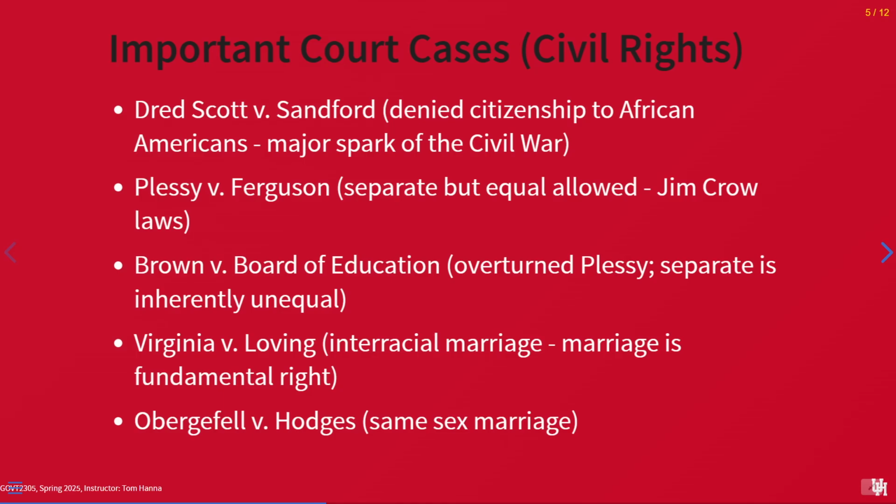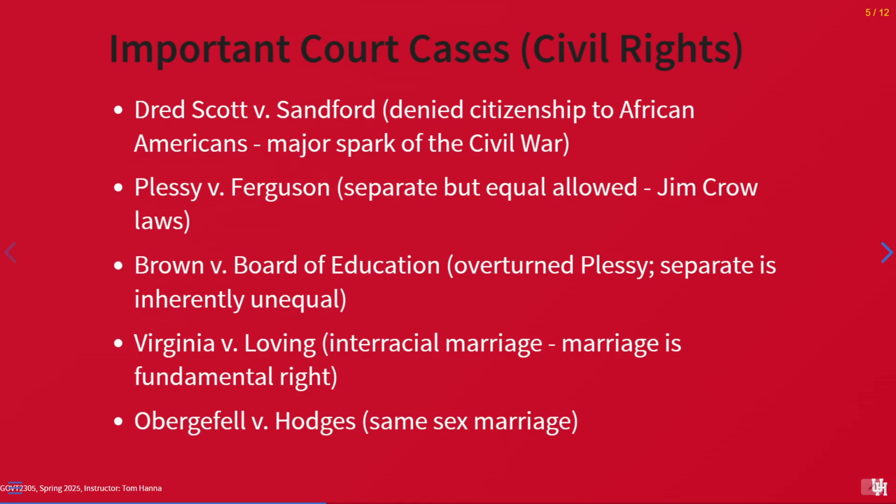So we've got two really bad decisions. Now we get a good one. Virginia versus Loving, which is in the late 60s, early 70s, involved interracial marriage. The couple had gotten married in Washington, D.C., where interracial marriage was allowed, and they had moved to Virginia, which is the suburbs of Washington, D.C., and interracial marriage was not allowed, and they were charged with miscegenation, that is, being married when they were of different races.